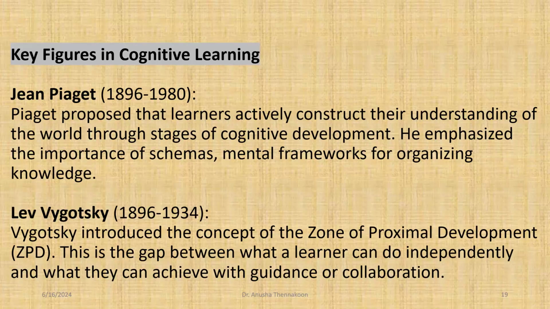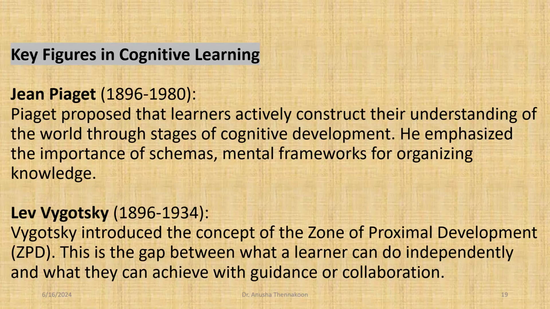Okay, so Jean Piaget told that learners actively construct their understanding of the world. So in the process of understanding the world, learners are very active. Understanding of the world happens through stages of cognitive development. So there are different stages of cognitive development, and during these different stages, they understand the world.